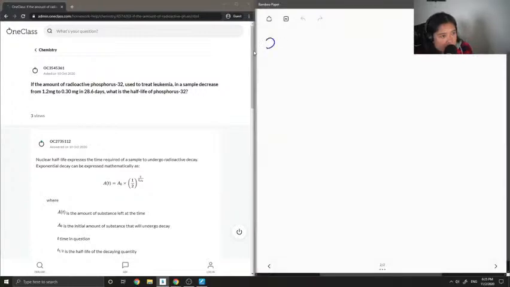Okay, so this is question number 2. First, I'm just going to write down everything that we know. We know that our initial mass is 1.2 milligrams. And we know that our final mass is 0.3 milligrams. And we also know that the time that it took to get to 0.3 milligrams was 28.6 days. And they're asking what the half-life is.